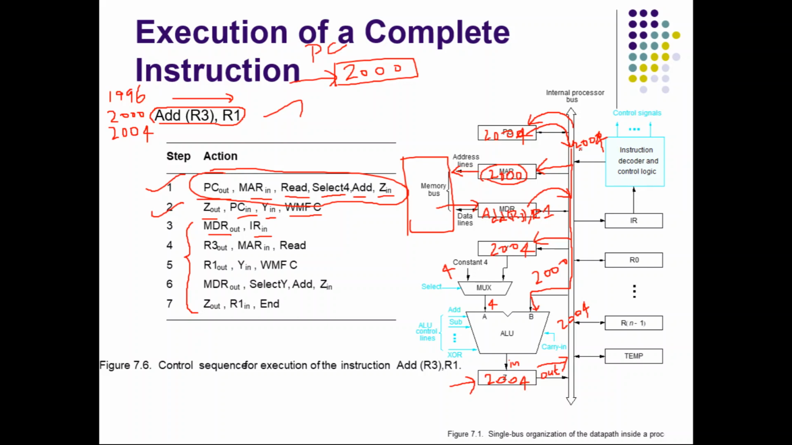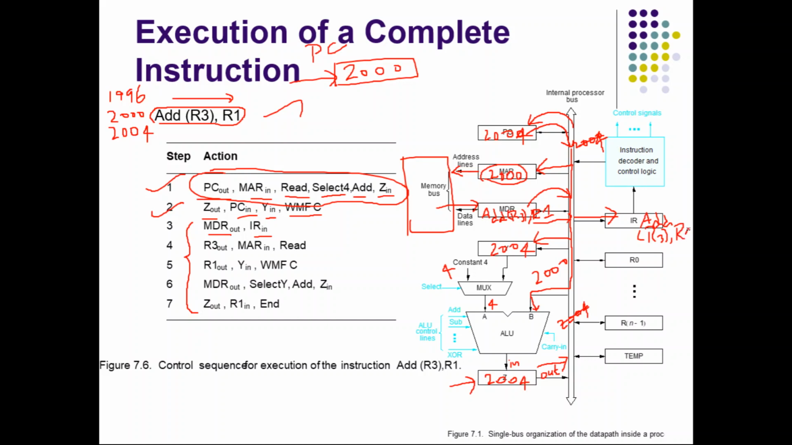So now the processor bus is not holding 2004. Now it is holding this instruction, add R3 comma R1. This instruction is in the processor bus. Now from here, IR in, so it will be transferred to IR. So now IR will be holding this instruction, add R3 comma R1. So this instruction is now available in IR.